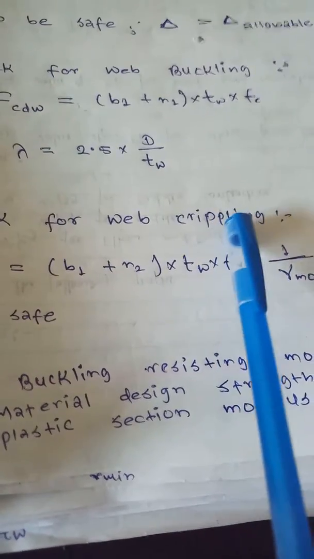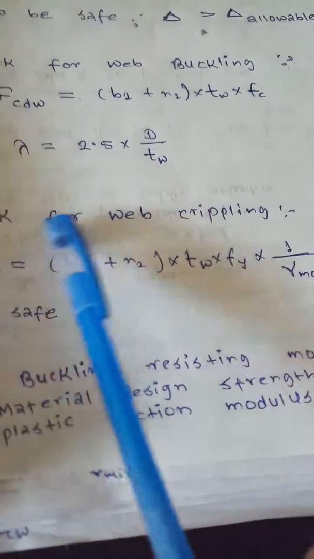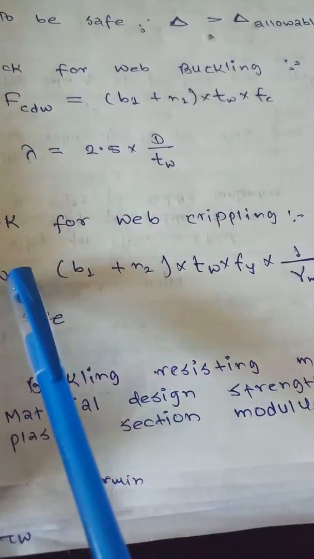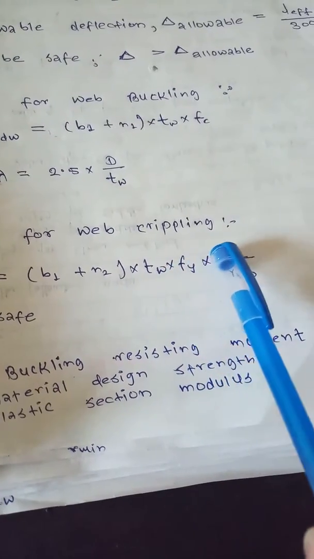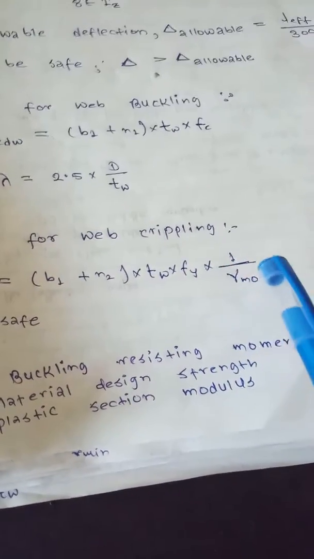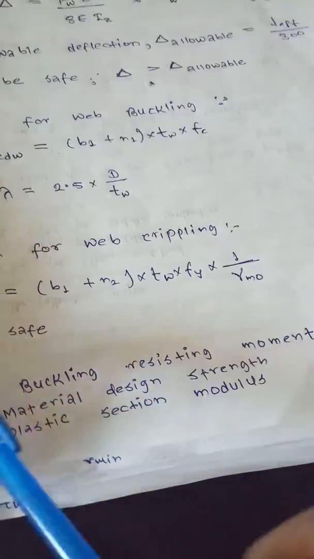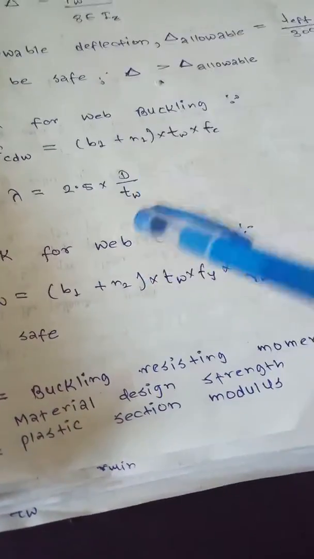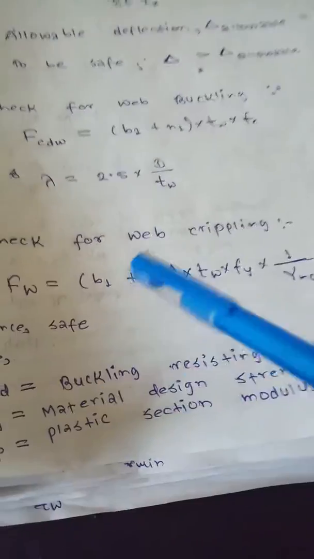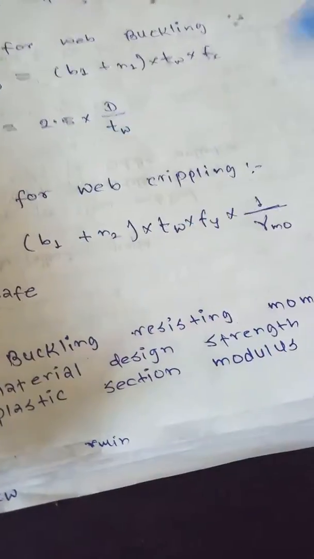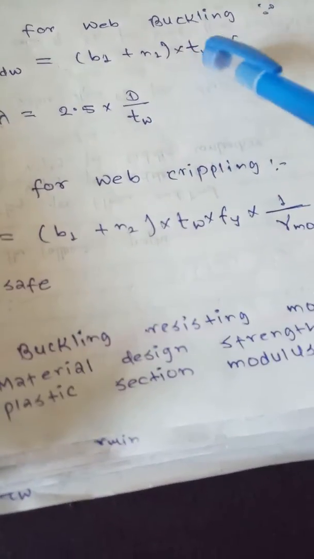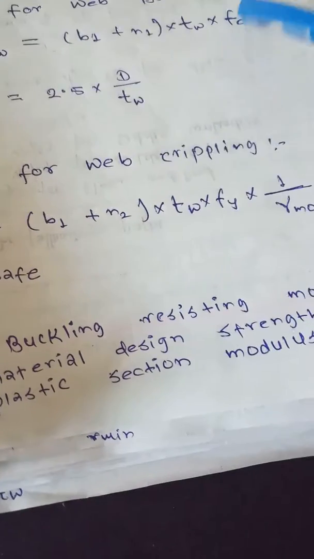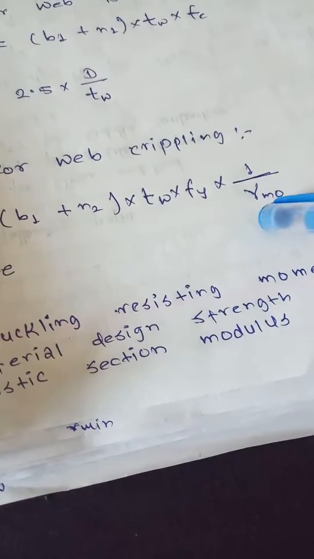And lastly, we have to check for the web crippling also. For checking the web crippling, we have another formula, that is F suffix W is equal to B1 plus N2 into T suffix W into Fy into 1 by gamma suffix mo. Now I am going to say about the representation. B1 is what, N1 is what, T suffix W is what, F suffix C is what. These all things I am going to say.